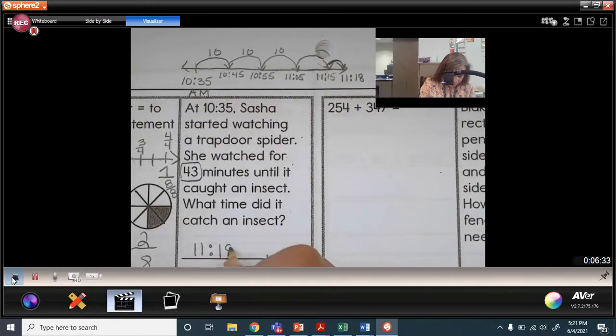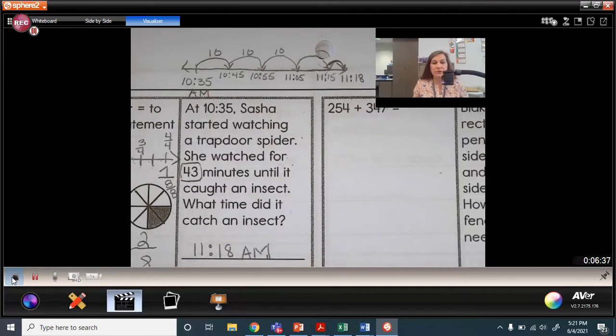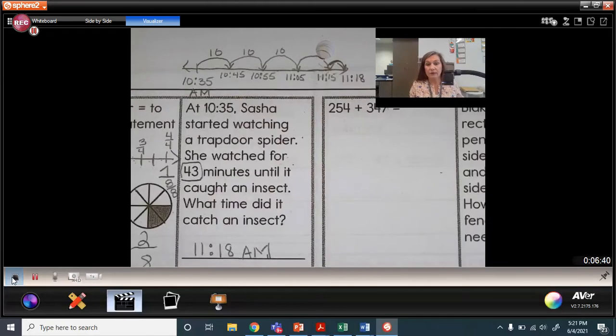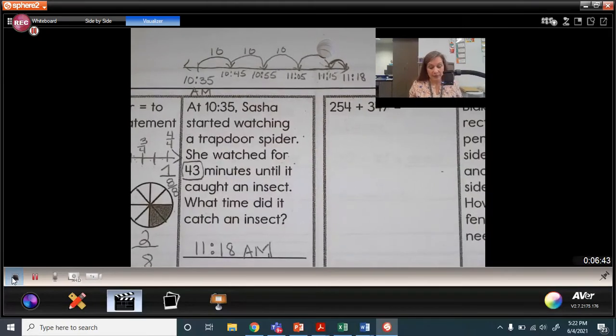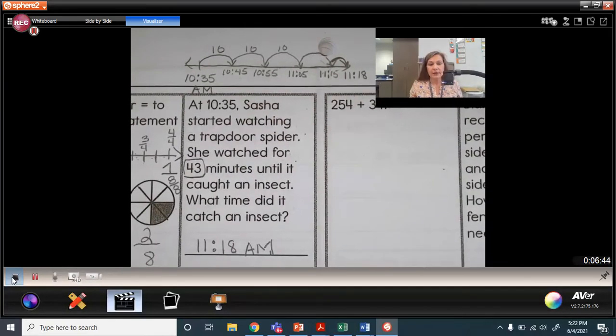And I'm just going to put AM here because I'm inferring that they are using this time in the morning. Okay? All right, let's take a look at our third problem.